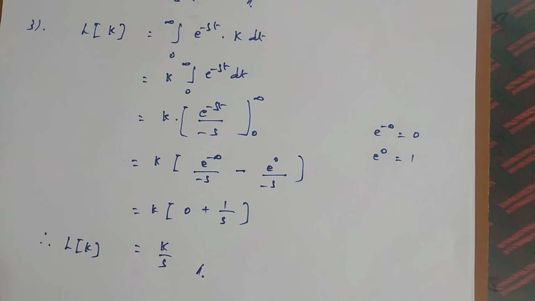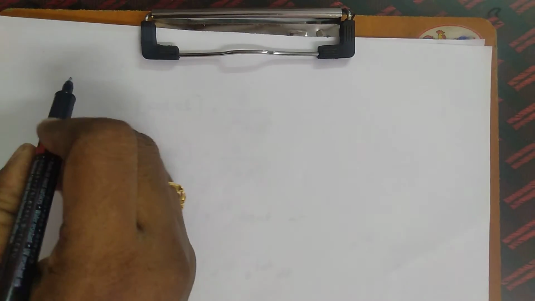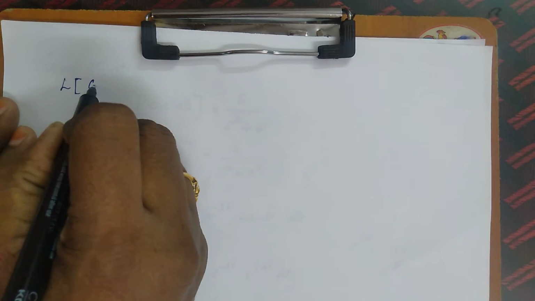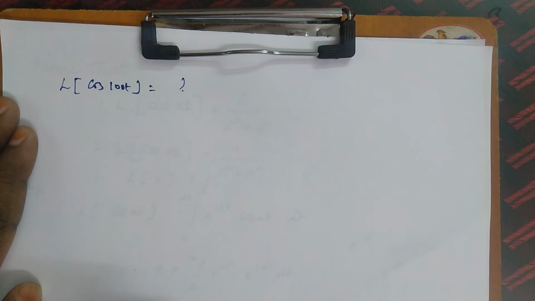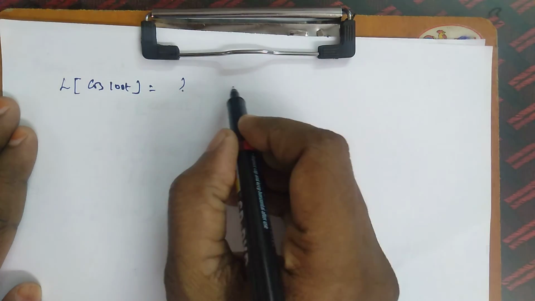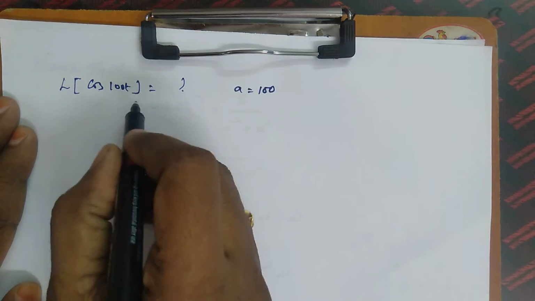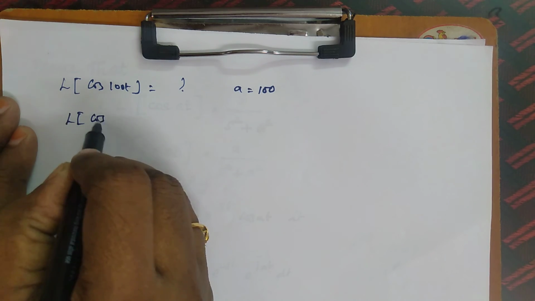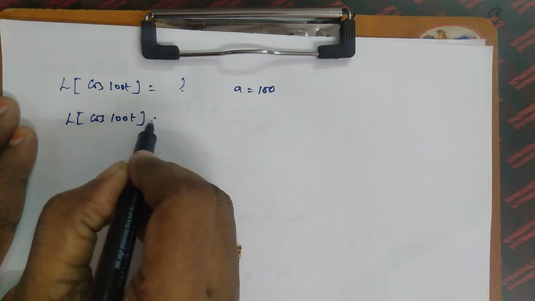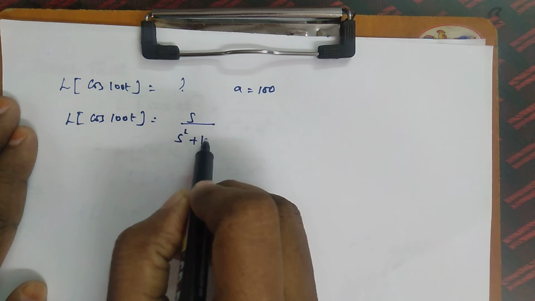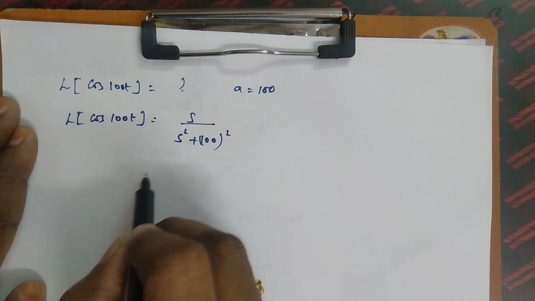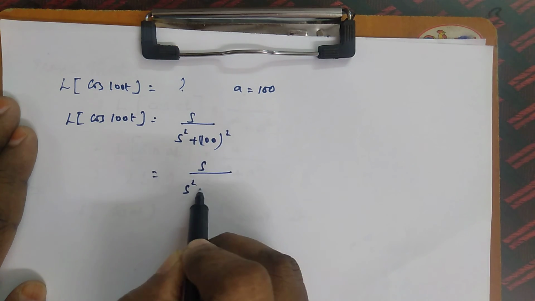So based on this, we can do the very basic results. So the example, L of cos 100t equal to, we know the result of L of cos AT. Cos AT result is s by s square plus a square. So instead of a, here we are having 100. So L of cos 100t equal to, what is the result? Result is s by s square plus a square. A is 100. So the answer is s by s square plus 100 square.